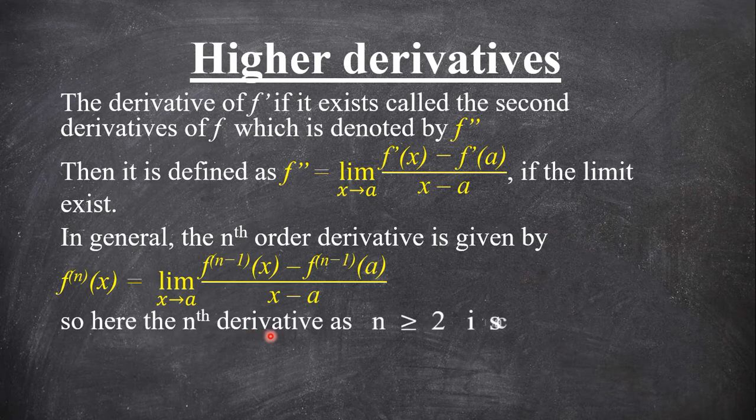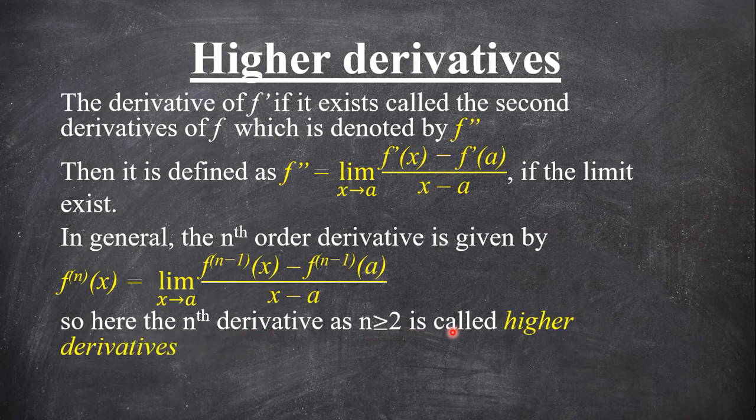So here the nth order derivatives, as n greater than or equal to 2, are called higher derivatives. So the higher derivative is given in this form. If n is 2 or more, it is called a higher derivative.